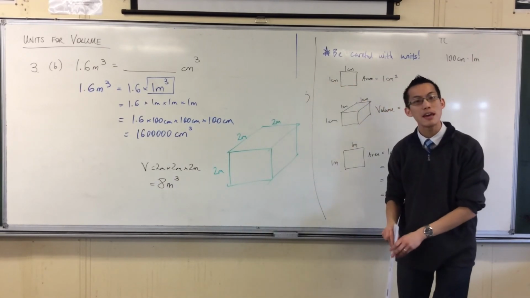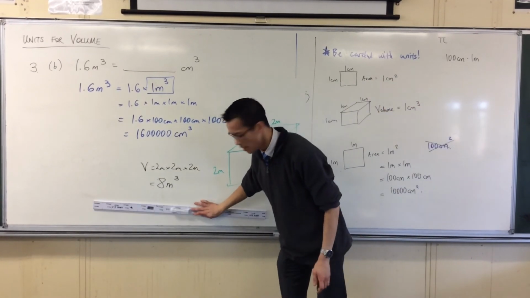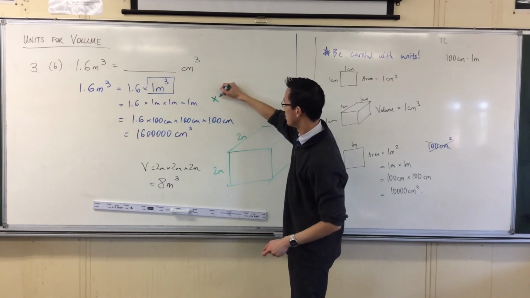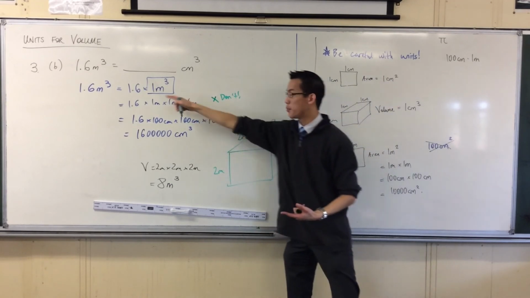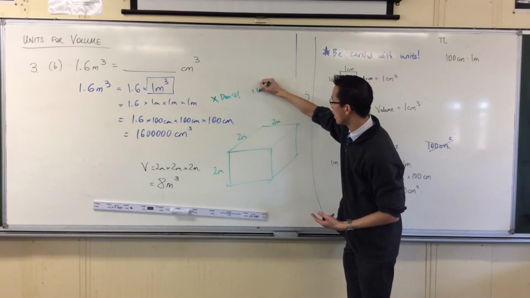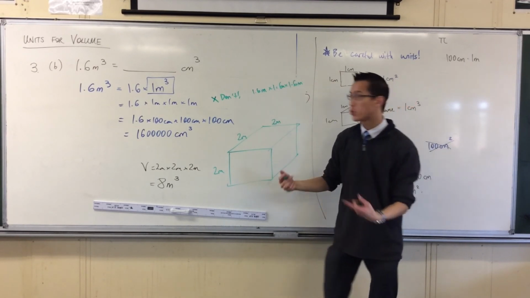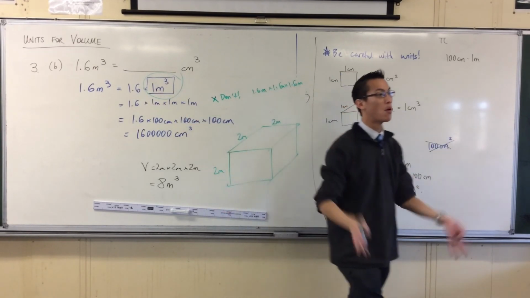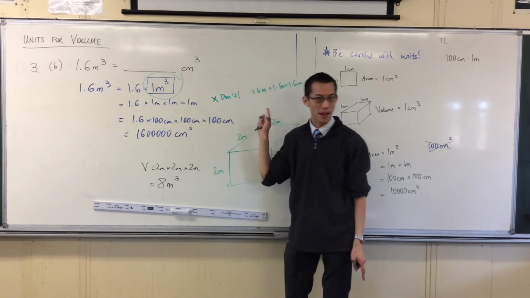So therefore, when you're doing this conversion, this is worth noting. This is what not to do. I'll put it here. Don't do this, okay? Even though this is 1.6 meters cubed, it's not 1.6 times 1.6 times 1.6. It's 1.6 of these 1 meter cubed boxes. So that's why I do this conversion and they all become hundreds.